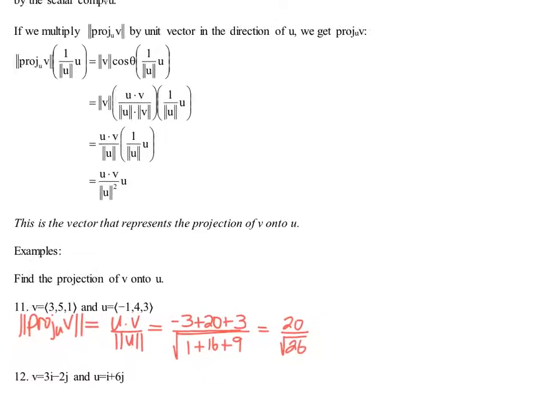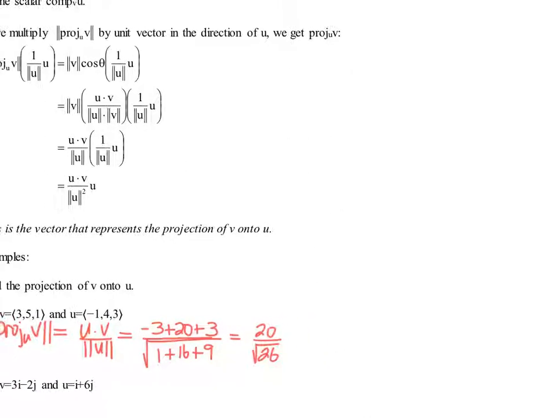All right, so what they're asking us for here is the projection of V onto U. We were able to come up with the magnitude of the projection, but I actually want the projection itself. So what I need to do is figure out what that would be if it were multiplied by a unit vector in the direction of U, because we are projecting specifically onto U.